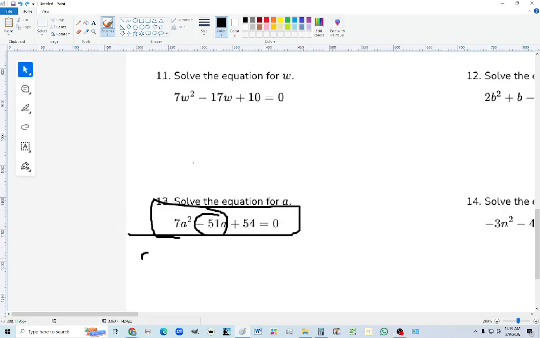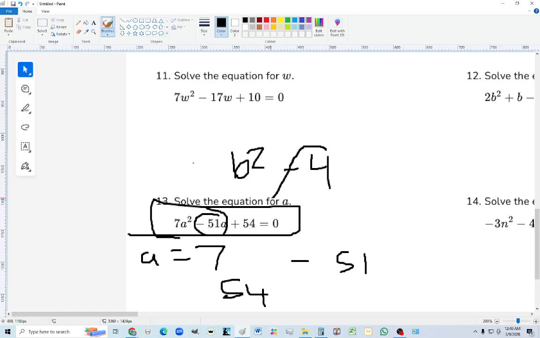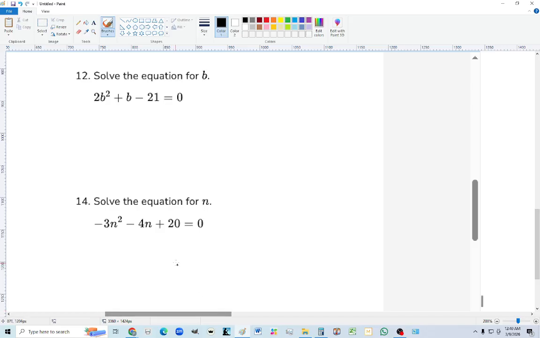So you have to use the quadratic equation where A is 7, B is minus 51, and C is 54. And before you even do that, determine the discriminant, B squared, so 51 squared minus 4 times that, because it might not be possible. But then you just have to solve it, and the quadratic will kick out the exact answers.